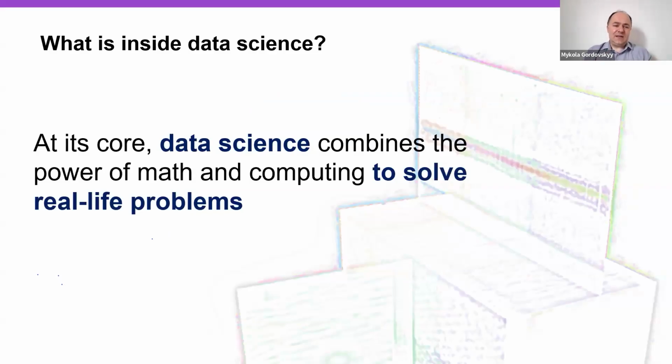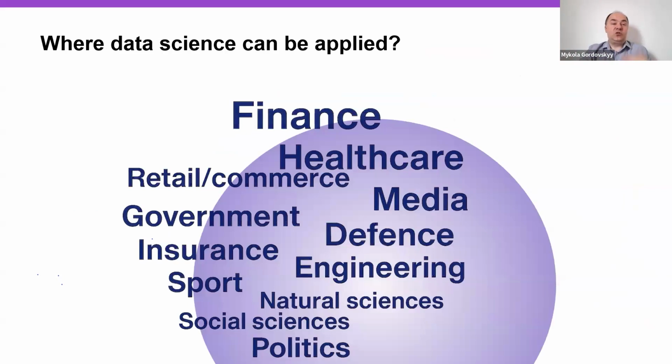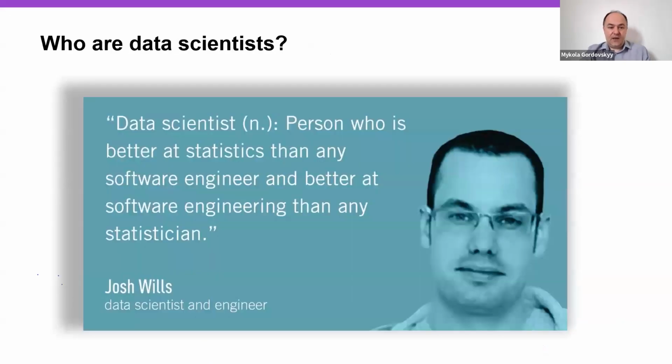So what is inside data science? At its core, data science combines the power of math and computing, but it is applied to real life problems. So very importantly, data science is a real life science based on math, of course. Where can data science be applied? Almost anywhere that data can be used and data is important. It can be finance and healthcare, media, retail and commerce, government, defense, engineering, sport, politics, and of course, natural sciences.